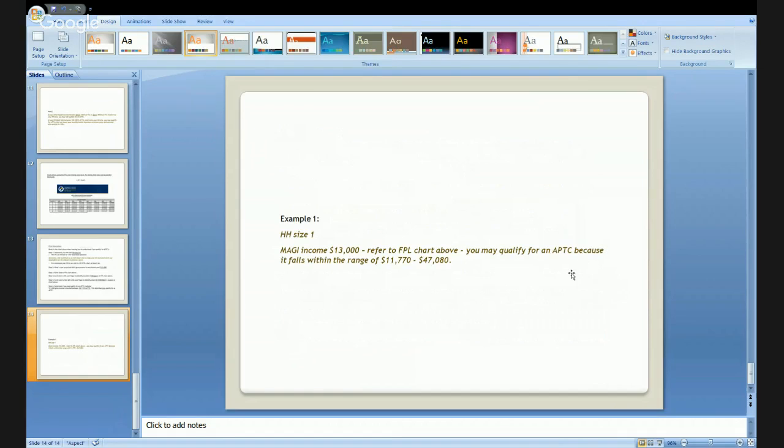I sure hope this explanation helps you understand advanced premium tax credits a little bit more. And we're going to continue to do more and more of this sort of thing, so that we can really get into the details, so that when you have to shop for and select your own health insurance plan, you're going to be fully prepared, fully empowered.